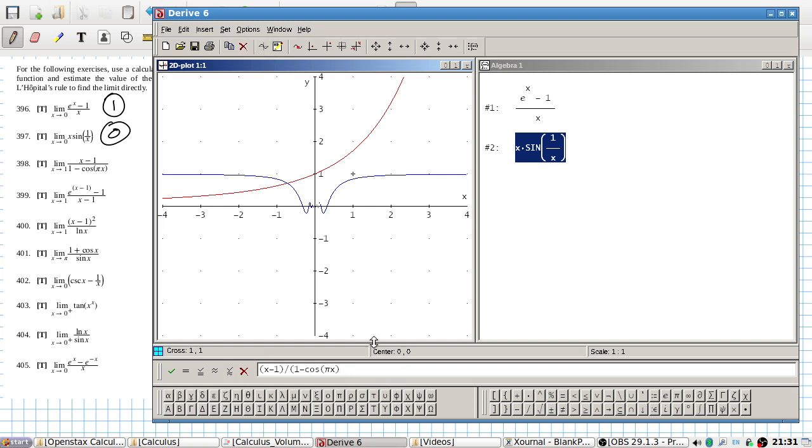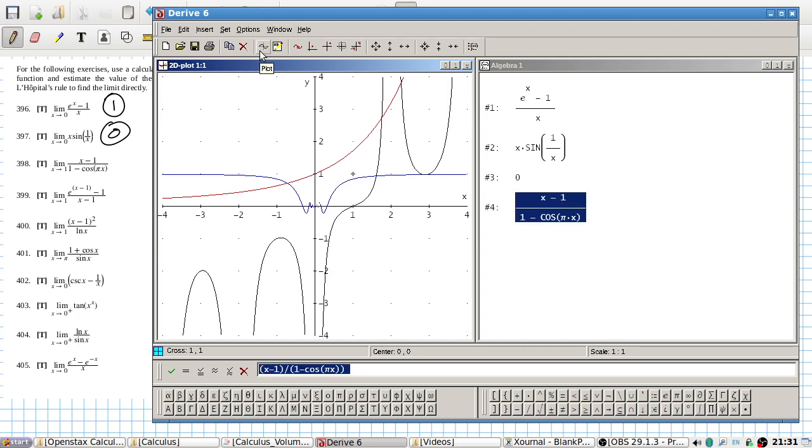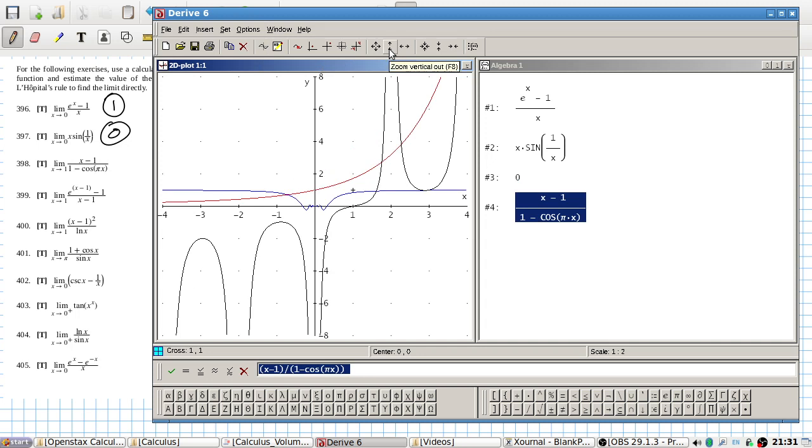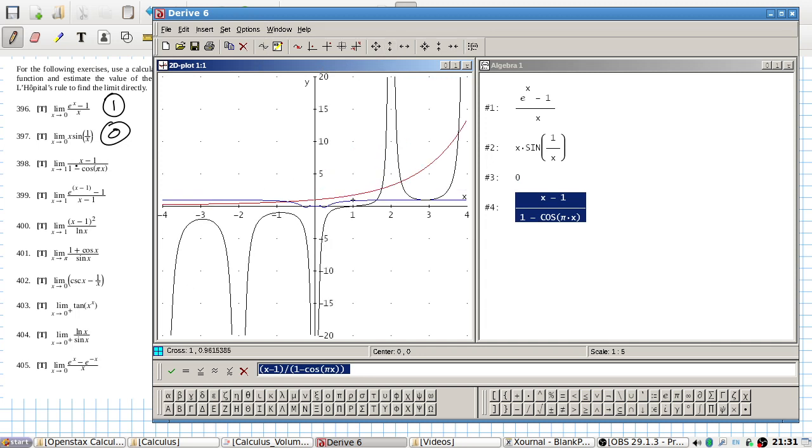Oh, it's crashed. It does this weird thing sometimes. No, sorry, I missed the bracket. Oh, it's towards 1. So that looks like it could be a 0.